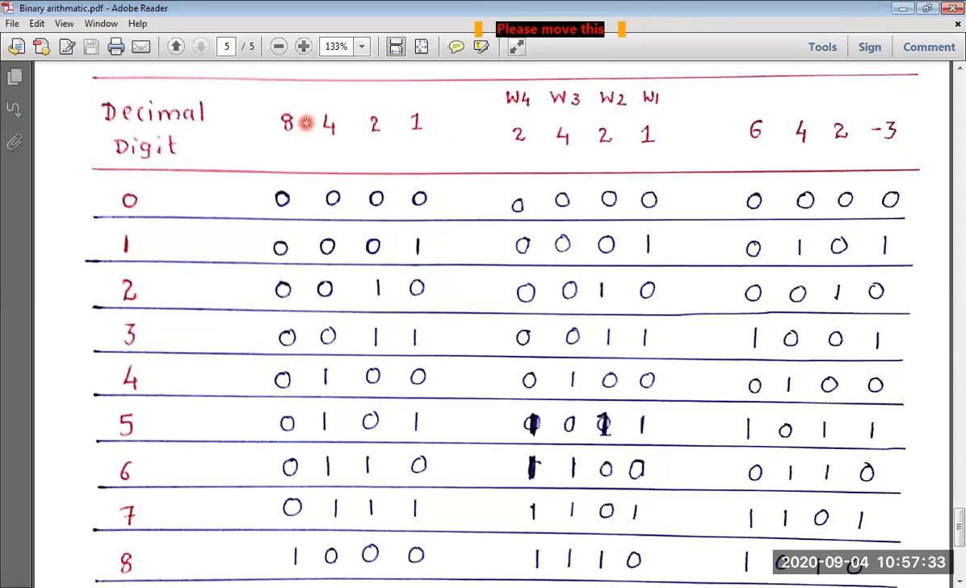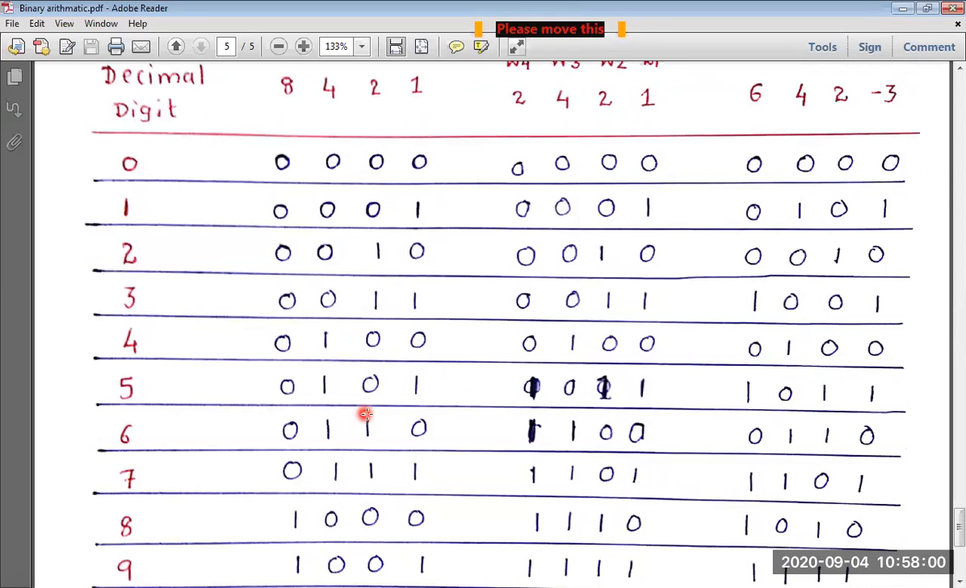In other places we will get zeros. 0 into 4 is 0. 0 into 8 is 0. So 0 into 8 is 0 plus 0 into 4 is 0 plus 1 into 2 is 2 plus 1 into 1 is 1. So 2 plus 1 is 3. That's how 0011 is equivalent to 3 in 8421 code.